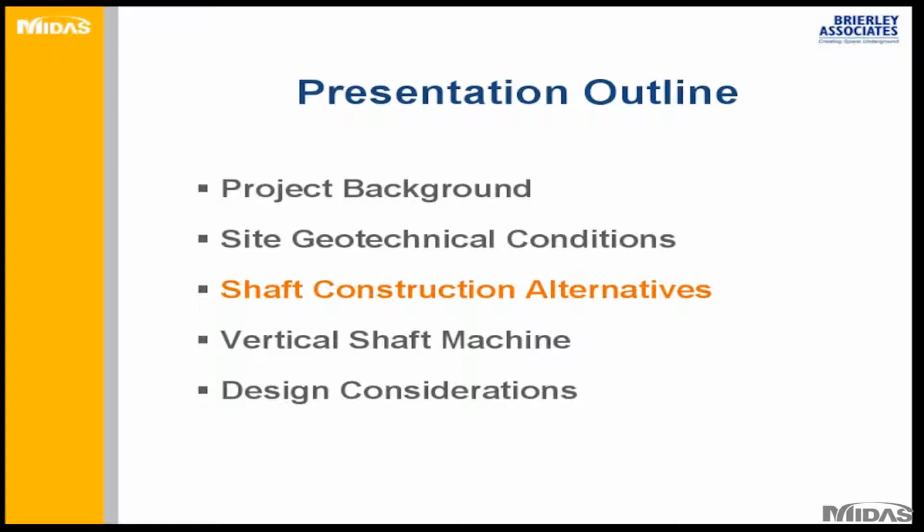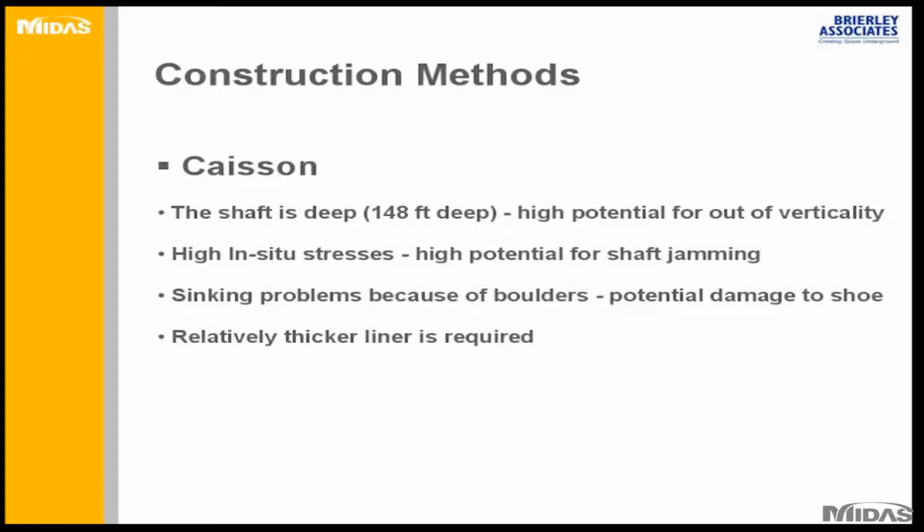According to the pre-bid and bid documents, the owner allowed three different techniques for building the shaft. The first one is using caissons, the other is a slurry wall system, and finally the use of ground freezing. I will cover the shortcomings of each of these systems.